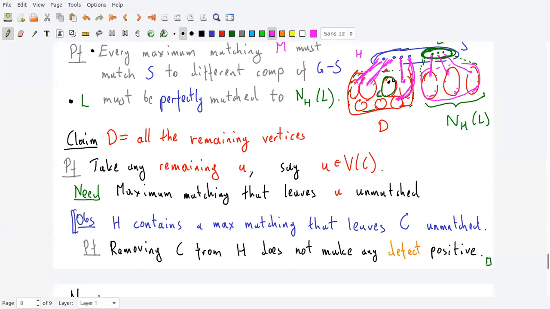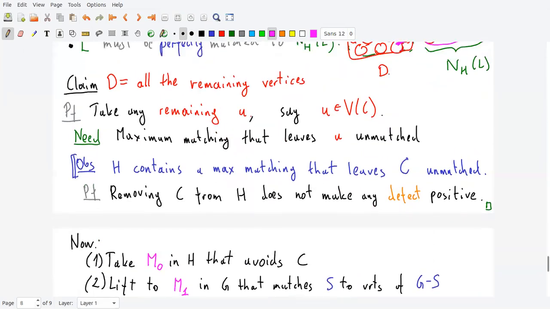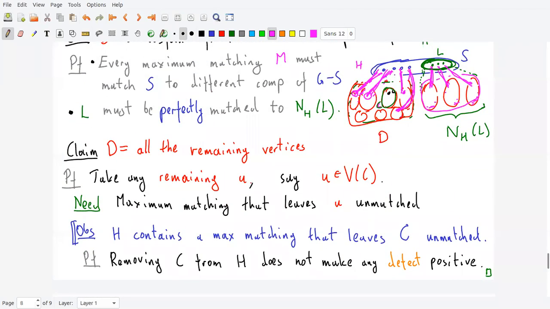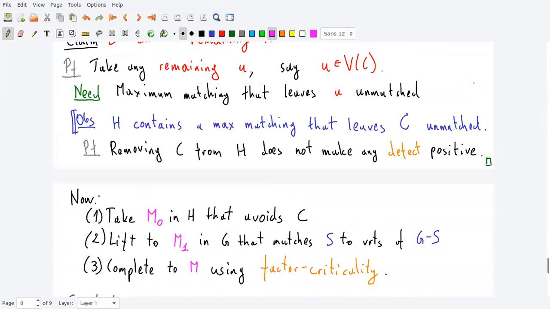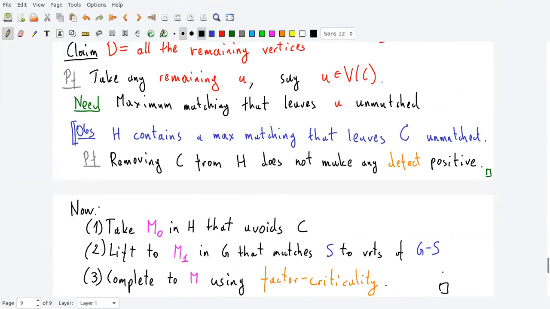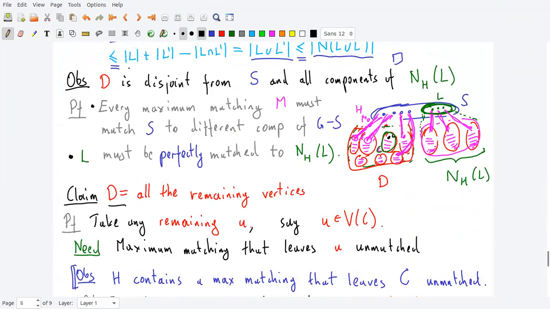This matching saturates the side S. And now, once we omitted the component C, this becomes clear. So we have this matching M0. I can lift it into the graph G. And then I can just fill in using factor criticality within the components. And in order to avoid using U in a maximum matching, I can just avoid it inside this component, and it will not be matched because it did not participate in the matching of S. So yes, we indeed proved our observation, that D consists of all the remaining vertices. So this is D.